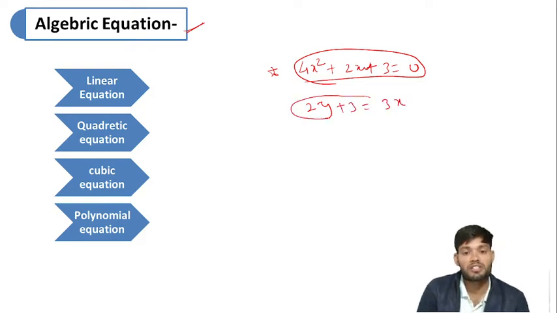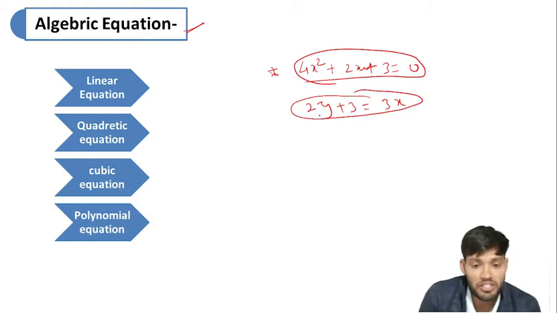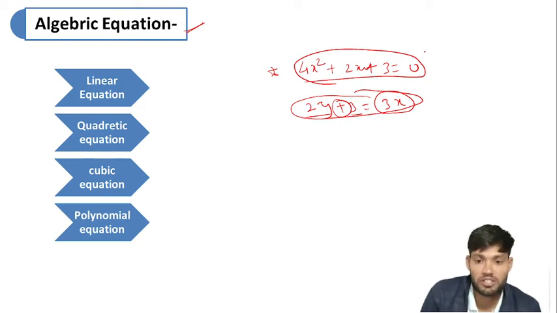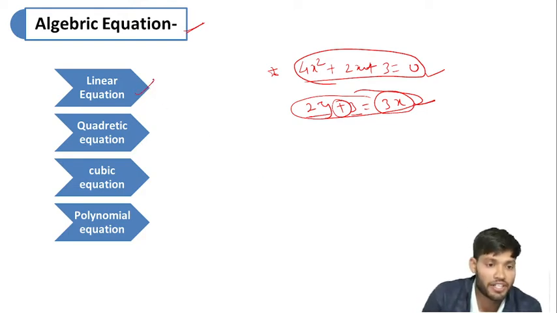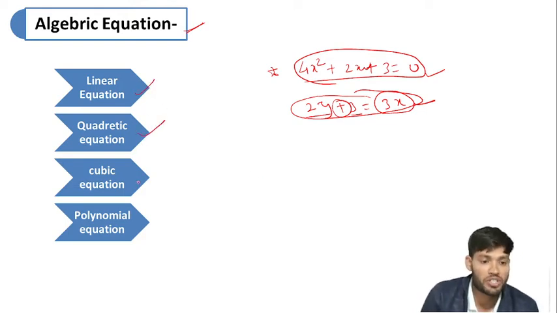This type of equation is called an algebraic equation, because the first term and second term are separated by a plus sign, and this is the other term on the opposite side of the equal sign. So both equations are known as algebraic equations. There are different types of equations we learn in this lecture, like linear equation, quadratic equation, cubic equation, and polynomial equation.